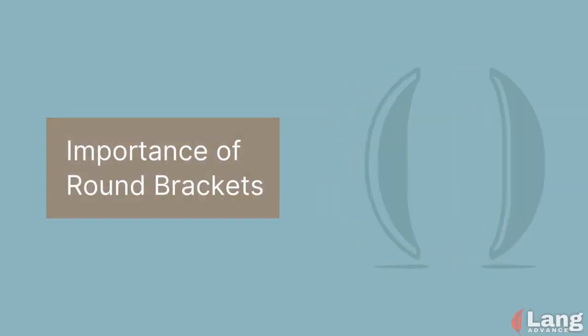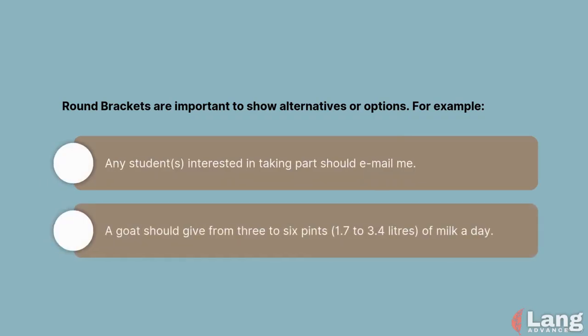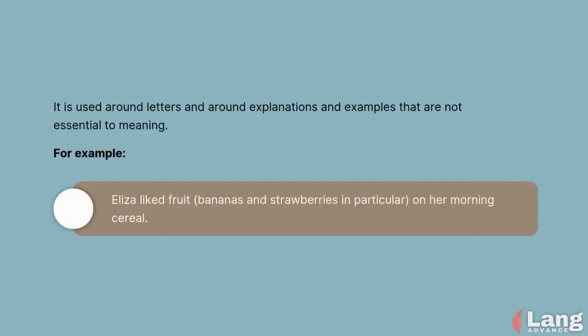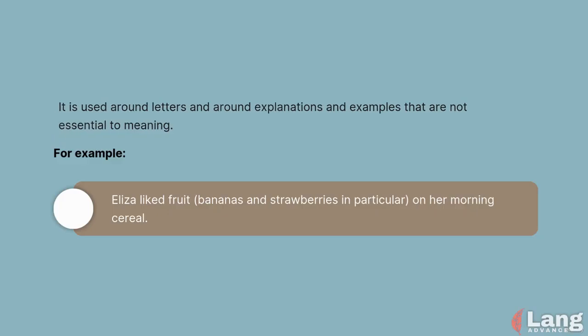Importance of round brackets. Round brackets are important to show alternatives or options. For example, any student(s) interested in taking part should email me. A goat should give from 3(or 6) points, 1.7 to 3.4 liters of milk every day. It is used around letters and around explanations and examples that are not essential to meaning. For example, Eliza liked fruit (bananas and strawberries in particular) on her morning cereal.